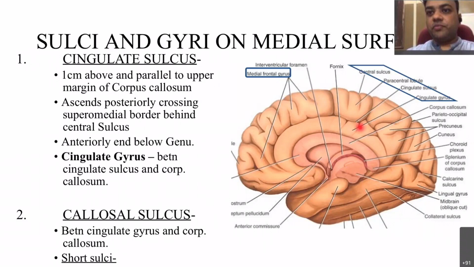ठीक है, and anteriorly it is, so in short I will tell you, this is the splenium, this is the body, this is the genu that is bending, and this is the rostrum part of the corpus callosum. So below the genu the cingulate sulcus starts and making curve upward and backward. So there between the corpus callosum and cingulate sulcus, this whole strip of the gray matter is known as cingulate gyrus. This cortical area is known as the cingulate gyrus. तो cingulate sulcus ऊपर रहेगा, फिर उसके बीच में नीचे cingulate gyrus. Got it?